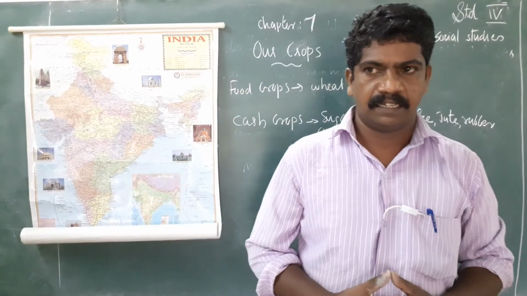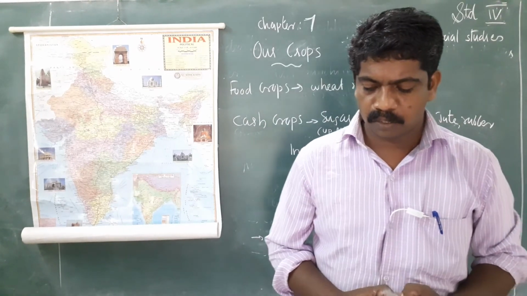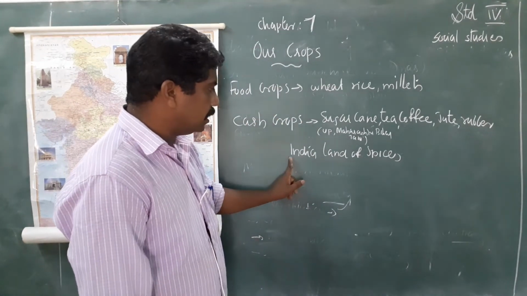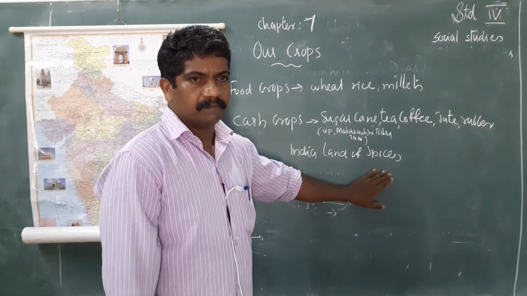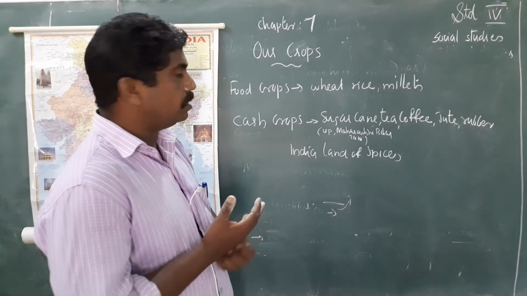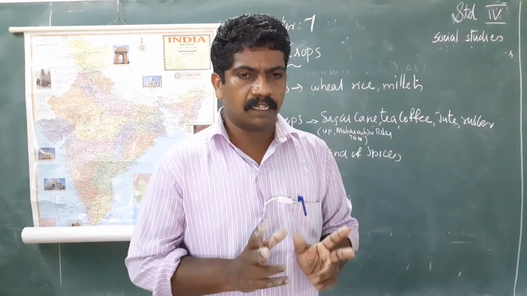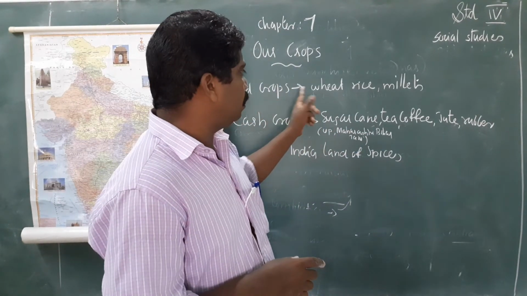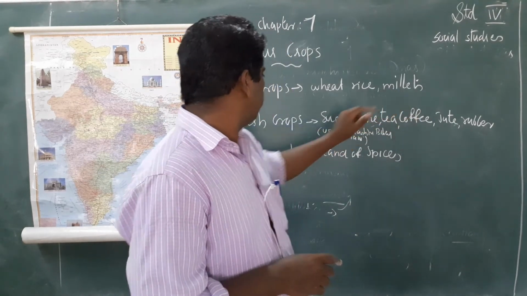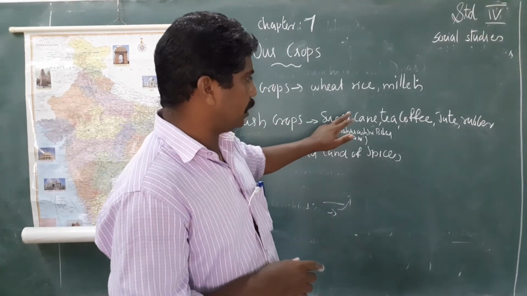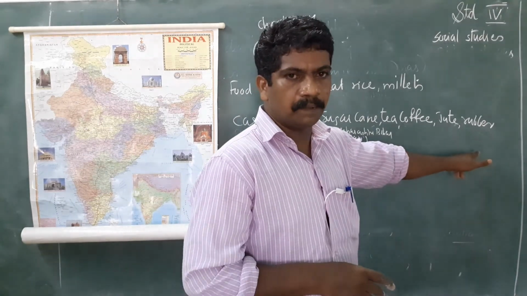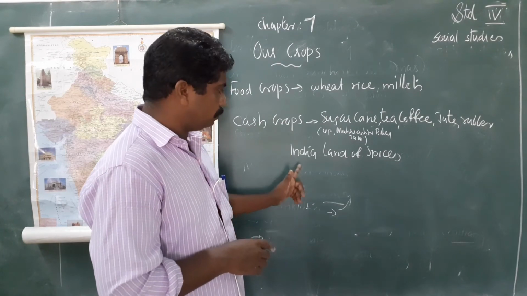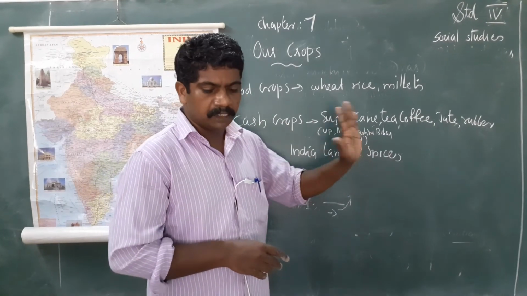different spices. Indian spices are very famous all over the world. Therefore, India is considered the land of spices. So children, we are studying our crops. There are two types of crops, food crops and cash crops. Food crops include wheat, rice, millets. And cash crops include sugarcane, tea, coffee, jute and rubber. India also produces different types of spices. Therefore, India is called the land of spices.